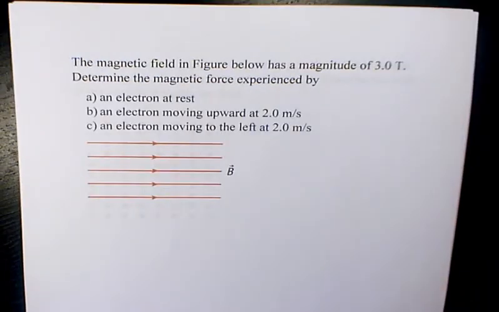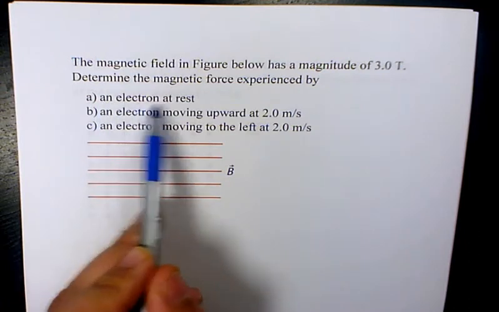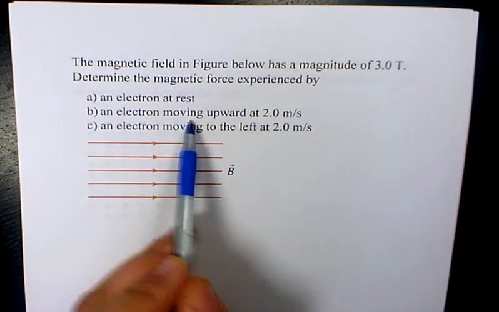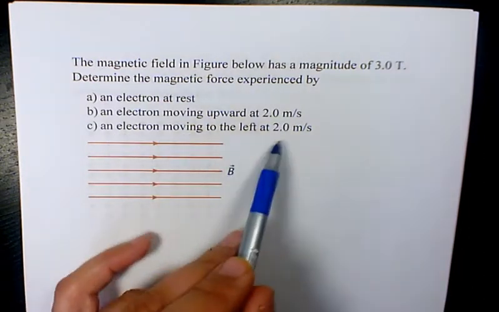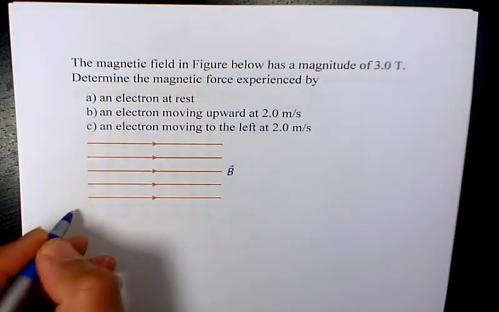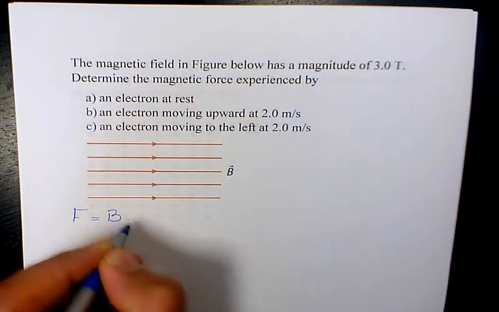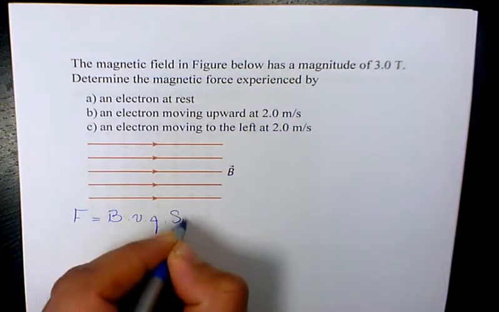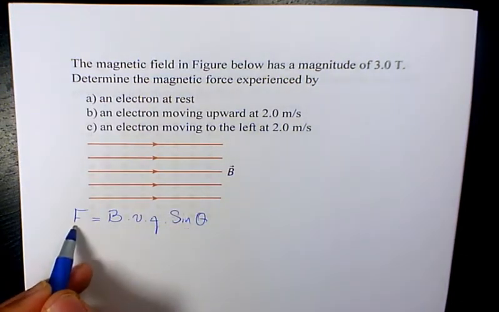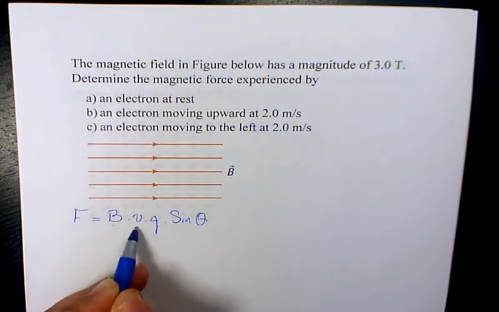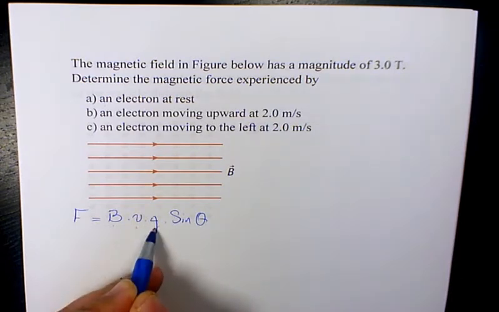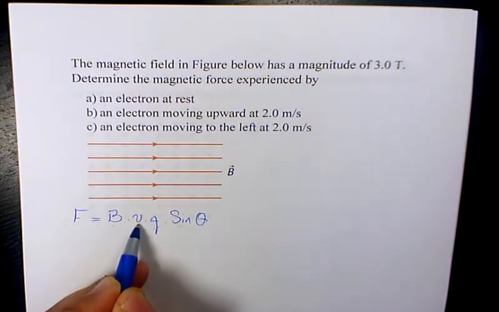The magnetic field in the figure below has the magnitude of 3 Tesla. Determine the magnetic force experienced by part A, an electron at rest, part B, an electron moving upward at 2 meters per second, and part C, an electron moving to the left at 2 meters per second. So we know F equals B times V times Q times sine theta. F is the magnetic force in Newtons, B is magnetic field strength in Tesla, V is velocity in meters per second, Q is the charge of the particle, and theta is the angle between V and B.